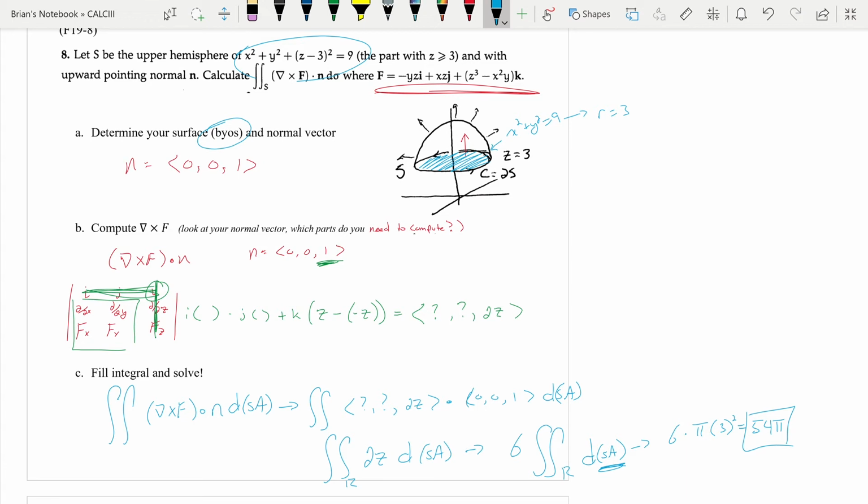Nathan is asking how we went from 2z to 6. Because our surface is at z equal to 3, I just plugged 3 into my z, and then 3 times 2 brought us to 6. And then I just pulled the 6 out. Does that answer your question? Awesome. Cool. Some great questions. Any other questions? Yeah, you just plug in the 3. All right, cool.